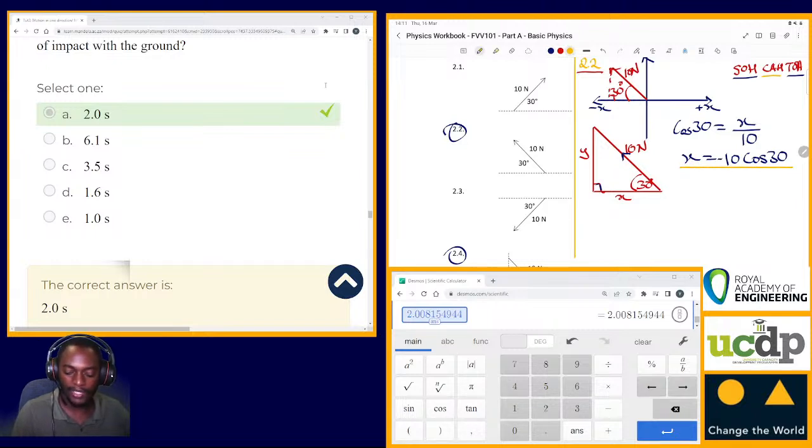Okay, it becomes negative 10 cos 30. Alright, we do the same for y. For y, this side is the opposite, and we have the hypotenuse. So it becomes sine 30 equals the opposite, which is y, over the hypotenuse, which is 10. So our y is going to be equal to 10 sine 30.